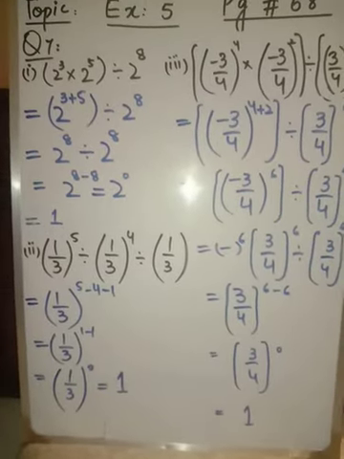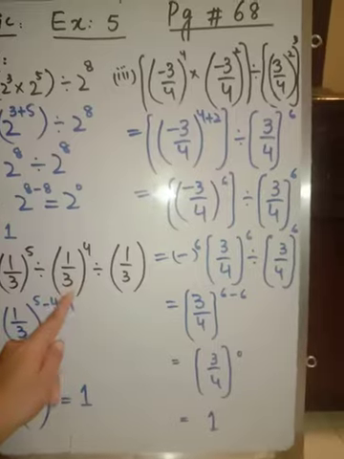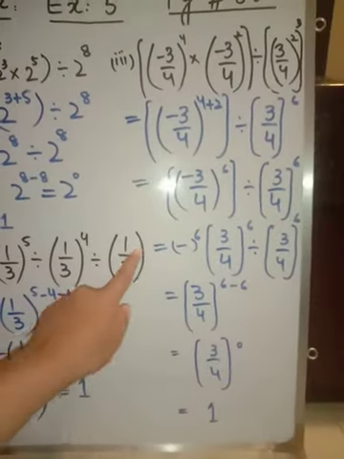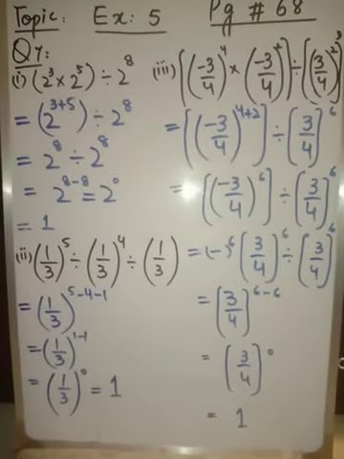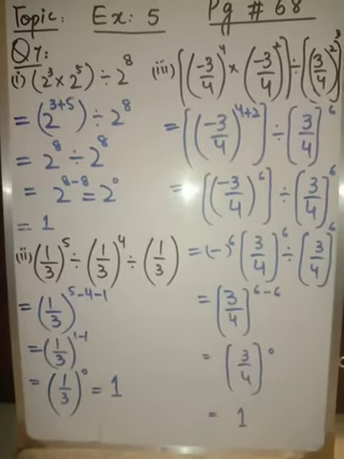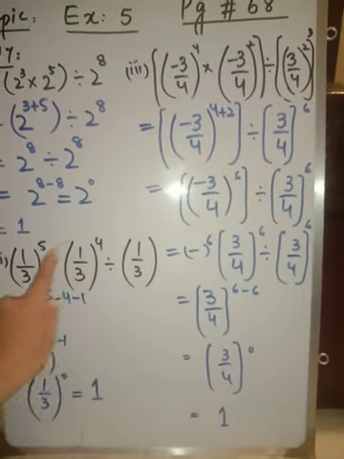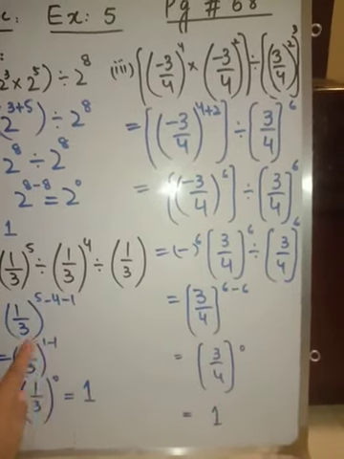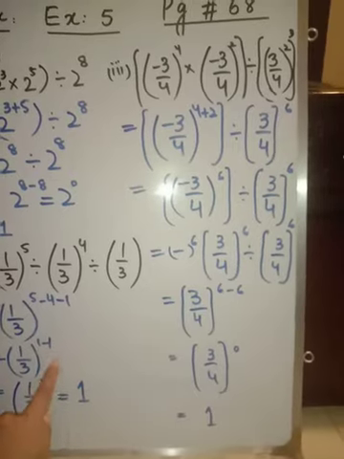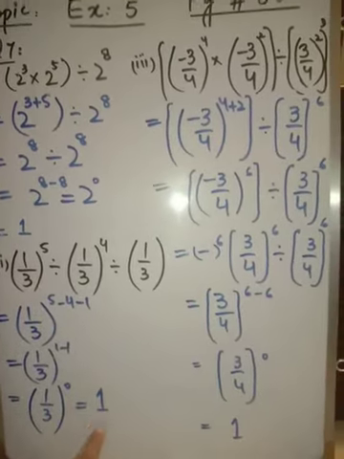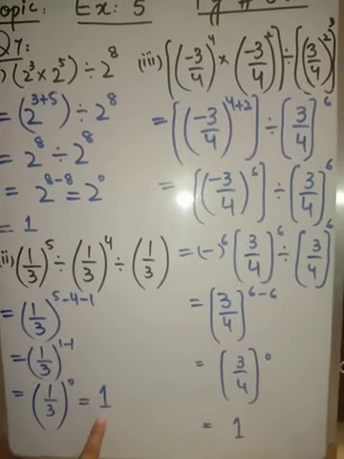In part 2 we have all the same bases: 1 by 3, 1 by 3, 1 by 3. Whenever we have no power or no exponent on any base, then we consider it as 1. Understand? So you will subtract all the exponents. 5 minus 4 minus 1, which is equal to 5 minus 4 is 1, 1 minus 1 is 0. Any base with 0 exponent is equal to 1. So the answer will be 1.